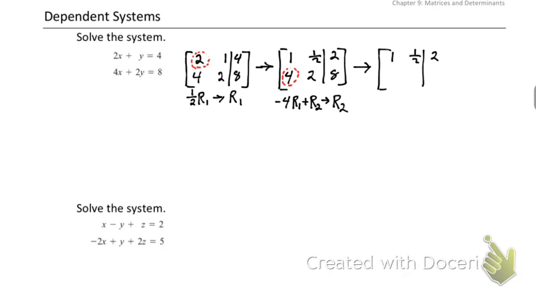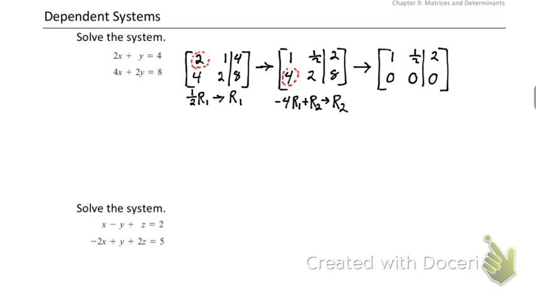1, 1/2, 2. Negative 4 times that 1 is negative 4, plus that positive 4 is going to give me a 0. Then we have negative 4 times 1/2 is negative 2. Negative 2 plus 2 is going to give me 0 again. And then we have negative 4 times 2 is negative 8, plus 8 is going to give me another 0. That should automatically jump out at you as going, something's wrong there.